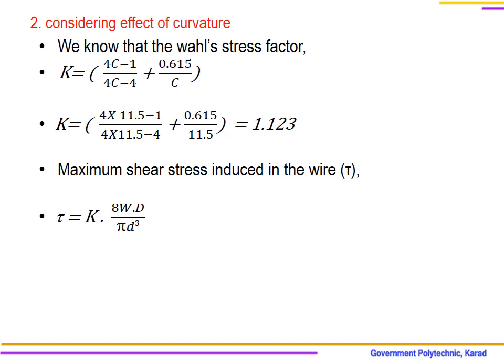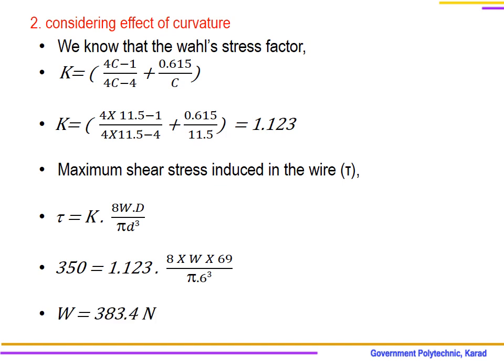We will be putting this K into the relation of tau. Tau is equal to K 8WD upon pi d cube, and we are finding W here. So we will be putting the values; only W is unknown. If we calculate, we will be getting W as 383.4 Newton. See, when we have considered the effect of curvature, its load carrying capacity has reduced.